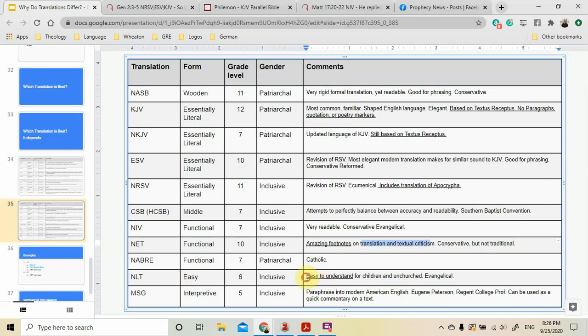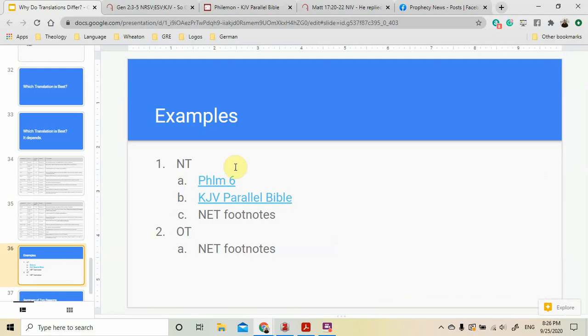And the NLT is super easy to read. So they're going to differ in translation at times because of their different philosophies, their different goals for who they're writing to and why they're writing. So let's look at an example here.